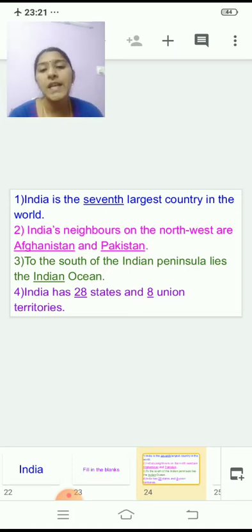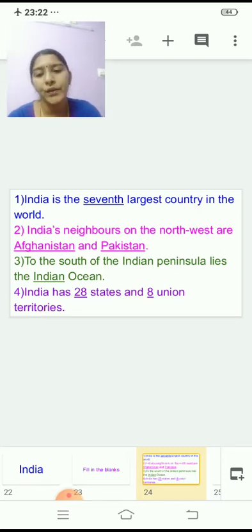Second one, India's neighbors on the northwest are dash and dash. The answer is Afghanistan and Pakistan. So, Afghanistan and Pakistan are our neighbors in the northwest.